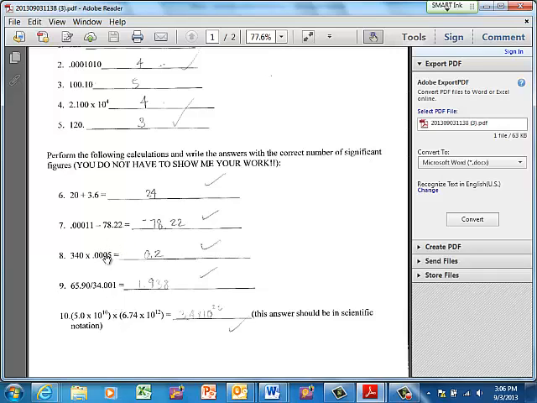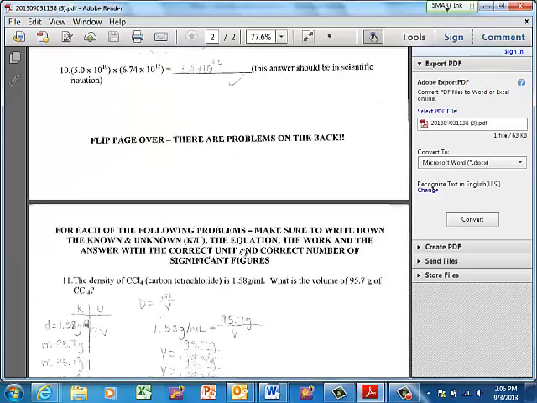Number 8, 9, and 10 are all multiplication and division, so therefore it is the fewest number of significant figures. So for example, number 8, those zeros out front do not count, so it should have been 0.2. Number 9 would have been 1.938 because you needed 4 significant figures. And number 10, this first one, 5.0, only has 2 sig figs, so it should have been 3.4 times 10 to the 23rd. Okay, is what we were looking for there.